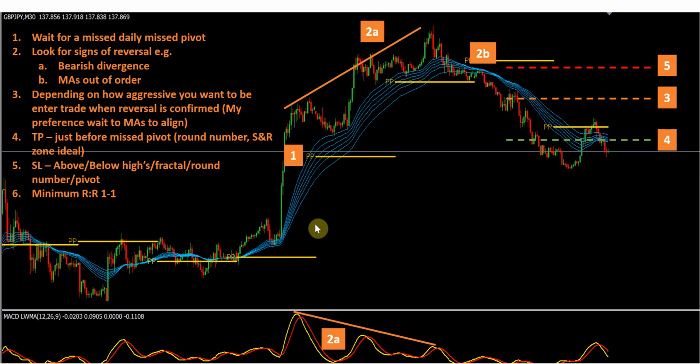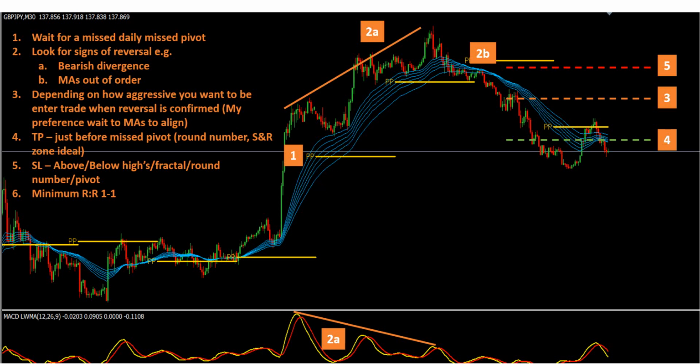So the first thing we need to do, once you've got your chart set up, is wait for a daily missed pivot, which is signified by this one over here. As I mentioned earlier, we had this one over here too, so this is a potential setup for the future, but I just want to walk you through this particular example that has already happened. So we've got that at the moment, and what we do then is we just wait.